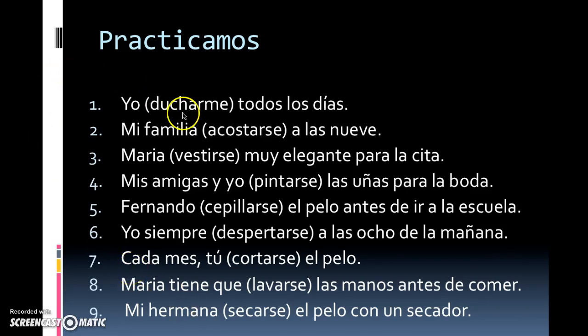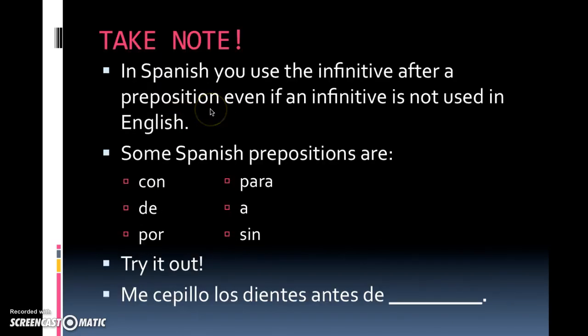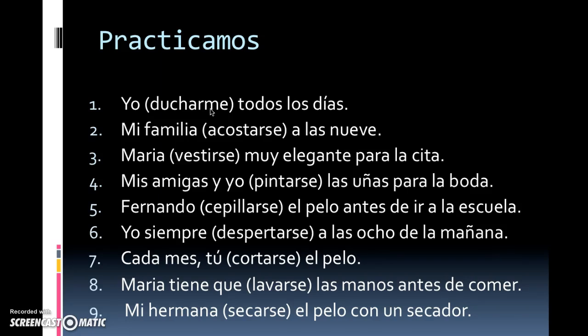That me, and I should have said se, came to the front of the verb. I'm sorry, it should have said se, but it came to the front of the verb, and then I conjugated duchar. I took off the me, and then I just had the verb duchar. I removed the ar ending and added an o. Yo me ducho. Mi familia, I'm going to take that se, put it in front.